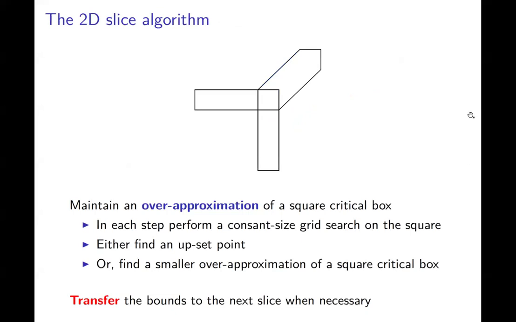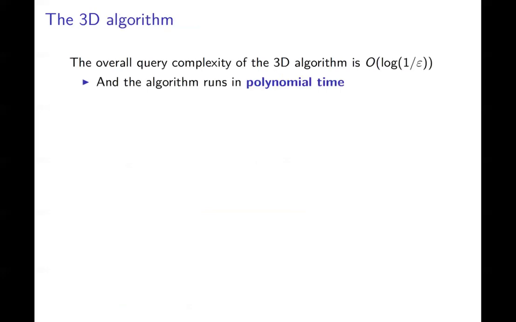For a 2D slice algorithm, we maintain an over-approximation of a square critical box, and in each step, we perform a constant size grid search on the square and either find an upset point or we find a smaller over-approximation of a square critical box. In this case, we can reduce the size of the box, and furthermore, we can reduce the size of the lobes because they start from the box, and therefore we get an overall area reduction. We can transfer the bounds to the next slice whenever it's necessary.